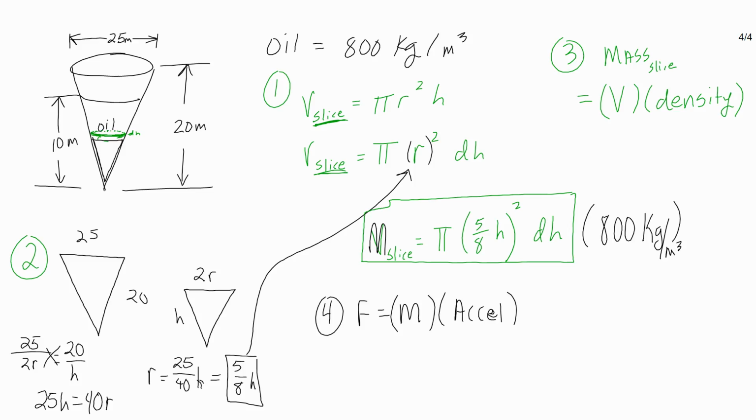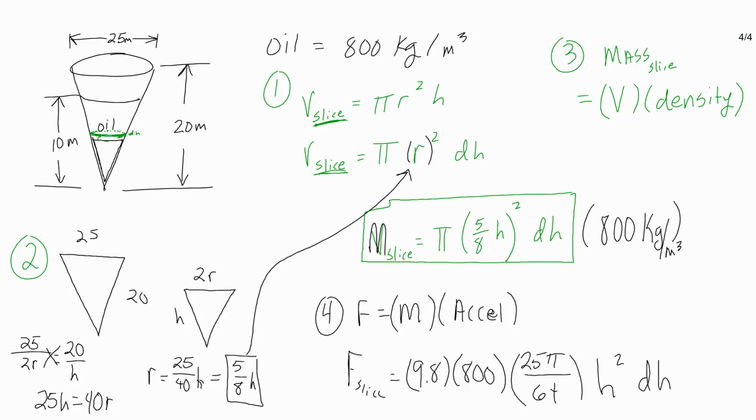Now I ran out of room, so I've got it all combuzzled down here. But I've got the force of the slice is equal to, and like I said, I ran out of room, so 9.8 times 800 times 25 pi over 64 times h squared delta h. Y'all check me, make sure I didn't leave out anything.